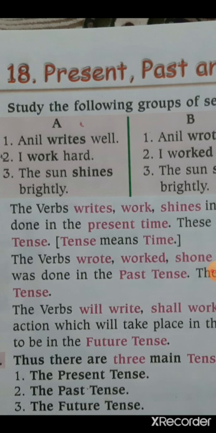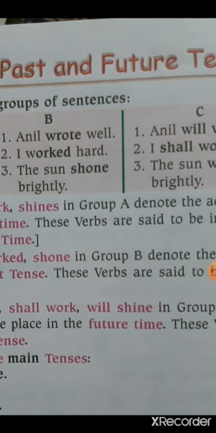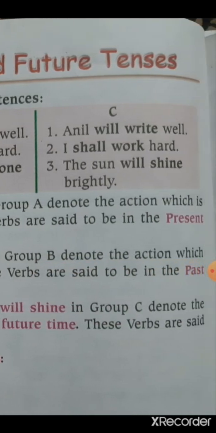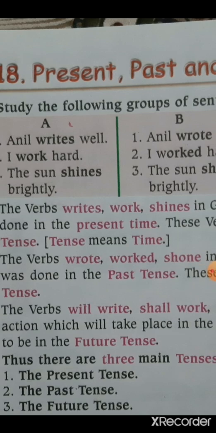So Anil is writing, जो वो लिख रहा है वो प्रेजेंट टाइम. I work hard, मैं अभी जो काम कर रही हूँ वो work hard है. The sun shines brightly means the very today time, the very now the sun is shining. It is not happening in the past tense, or it will not happen in the future. Today only the sun is shining. The sun shines brightly. Done in the present time. These verbs are said to be in the present tense.